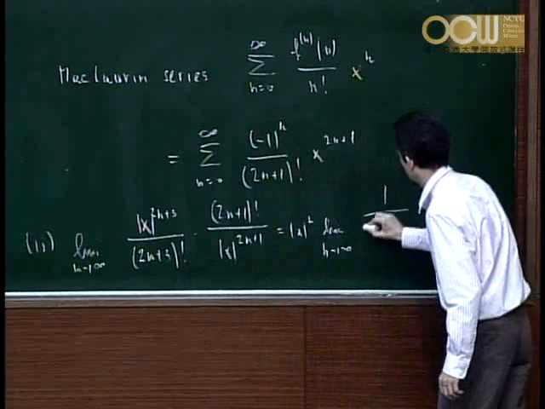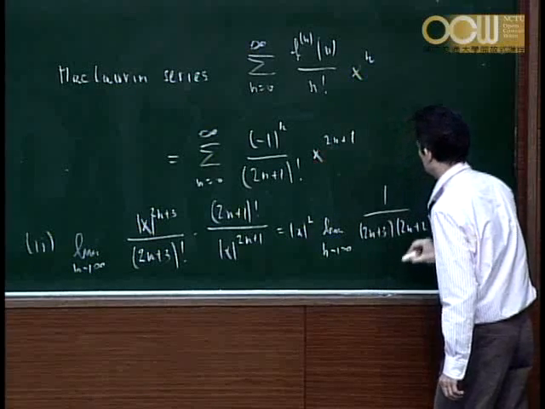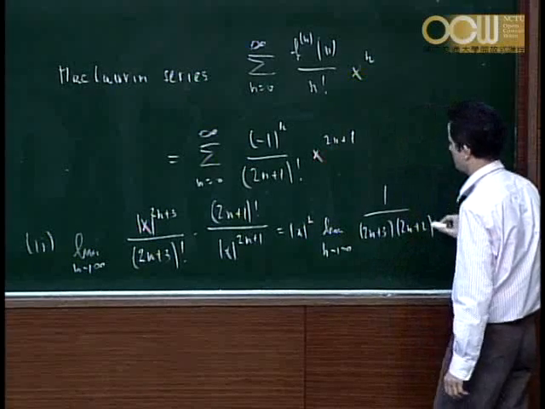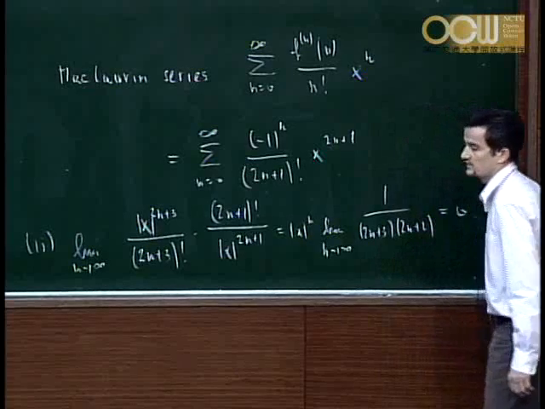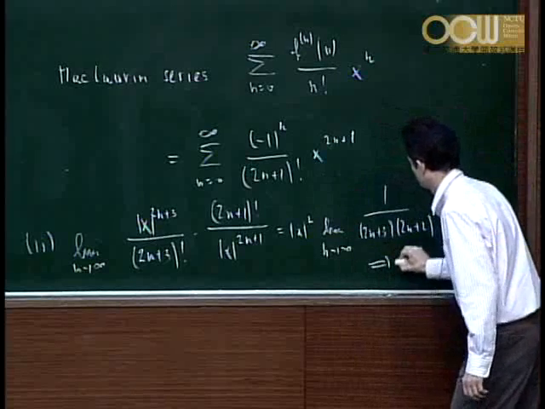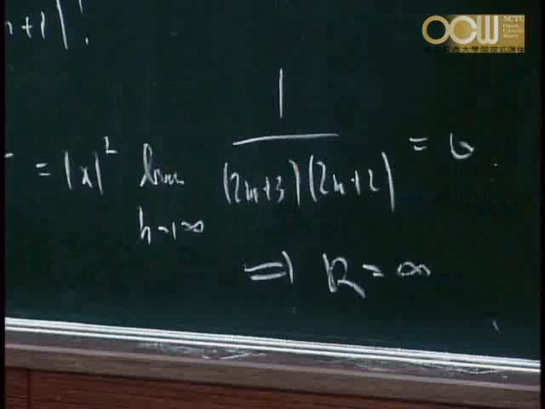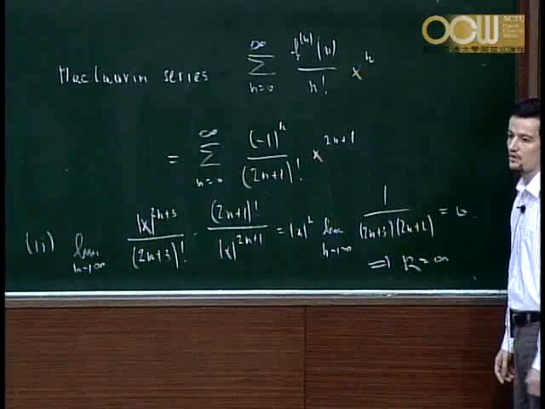What is left is 1 over 2n plus 3, 2n plus 2. But this here will tend to 0 as n tends to infinity. So what you get is 0, which means that the radius of convergence of this series is equal to infinity as well. Okay, so this series is convergent for all x.